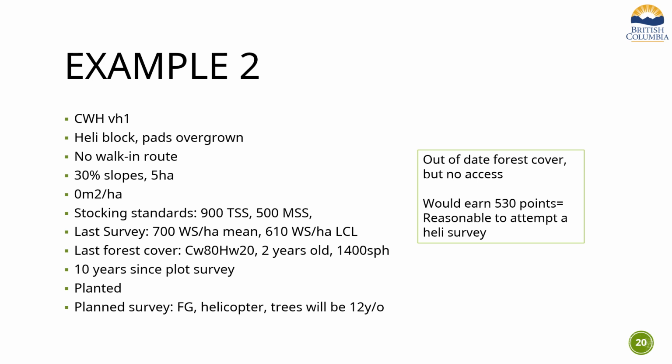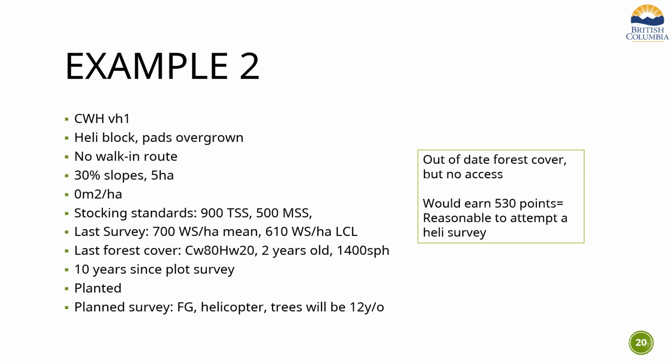Okay, for this next example, we're looking at a stand with an out-of-date forest cover where plots would be nice at free growing, but there's truly no access. It's mid-coast, it's a hilly block, pads are overgrown, or maybe they were smashed, and there's just no walk-in route. So you have no choice but to use an ocular assessment. So I just want to show you how the spreadsheet works in this type of situation.